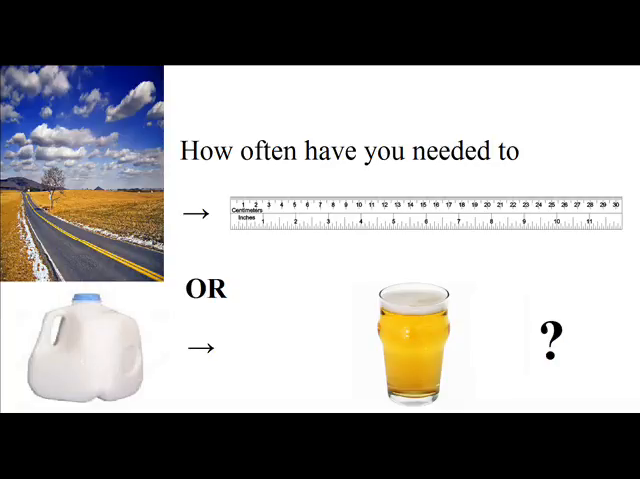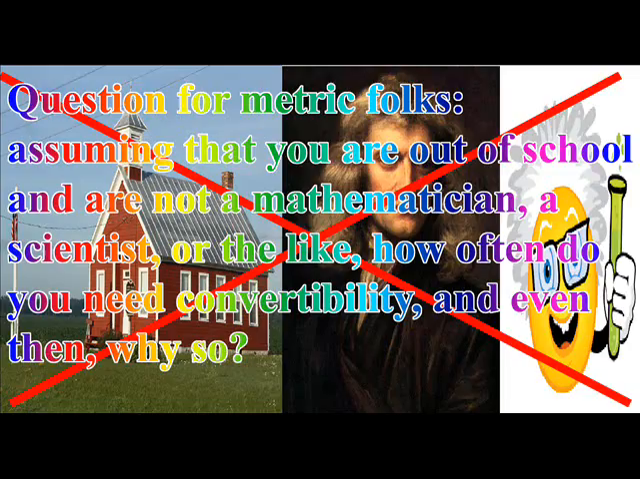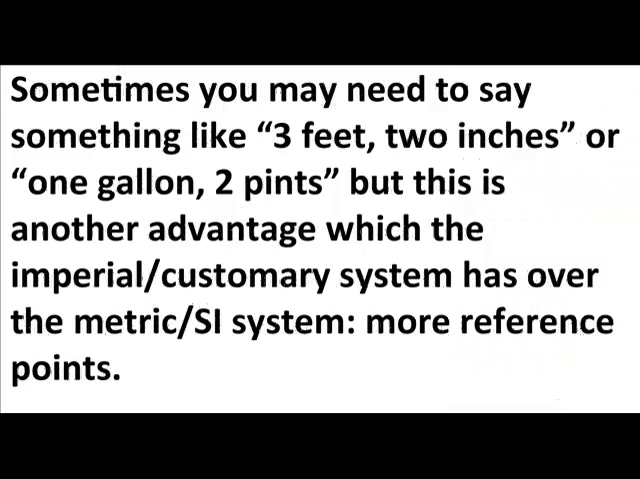Question for metric folks. Assuming that you are out of school and are not a mathematician, a scientist, or the like, how often do you need convertibility, and even then, why so? Sometimes you may need to say something like 3 feet 2 inches or 1 gallon 2 pints, but this is another advantage which the imperial/customary system has over the metric/SI system.